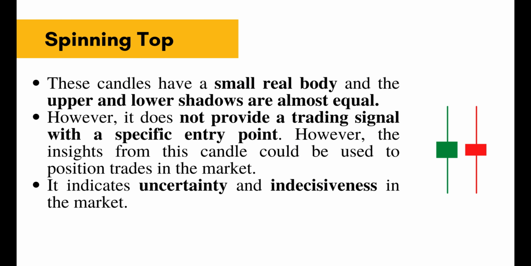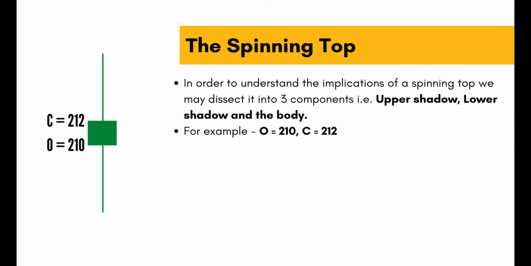Spinning tops have a small real body with the upper and lower shadows being almost equal. These candles do not provide a specific entry point and indicate uncertainty and indecisiveness in the market. To understand the implications of a spinning top, let's dissect it into three parts. The small body implies that the difference between the opening and closing price is very low. Hence the color of a candle doesn't make much difference.